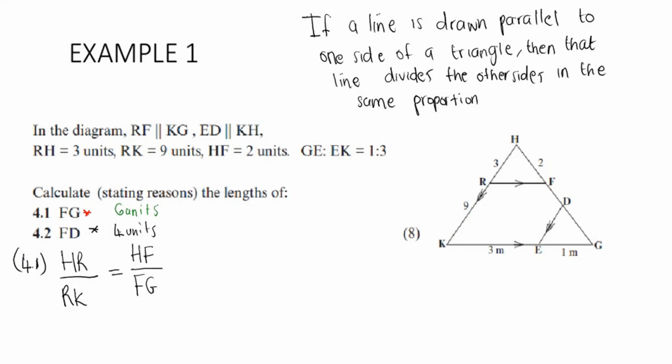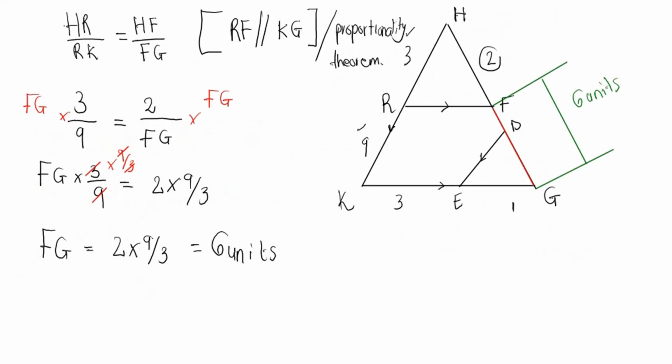And then from there, I showed you that it becomes very simple. If you say HR over RK is equal to HF over FG, you substitute the values that are given. We were given HR, RK, and HF, and we are just looking for FG. So with this particular problem, it is literally substituting what you were given to solve for FG.